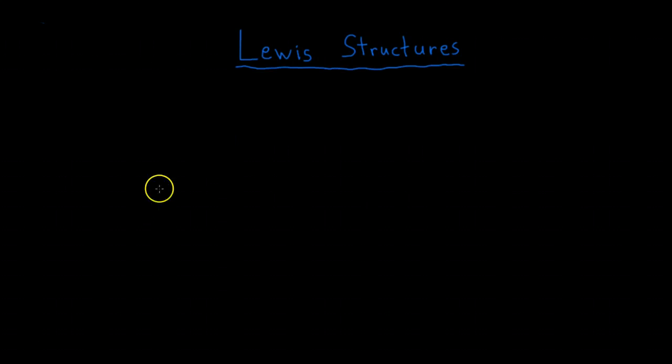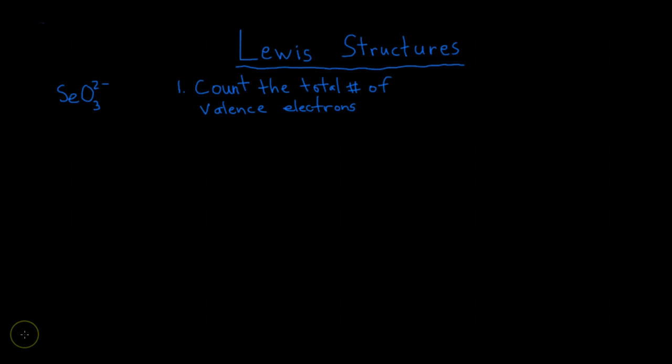Alright, so this is how to draw Lewis structures. The first step when you're drawing a Lewis structure is to count up the total number of valence electrons in the compound. As we go through the steps here, we'll use the selenite ion as an example of how to do this. When you look at selenite, selenium comes with 6 valence electrons, as does each of the oxygens. So there's 6 times 3 is 18, plus 6 is 24.